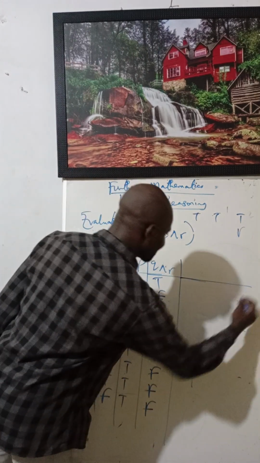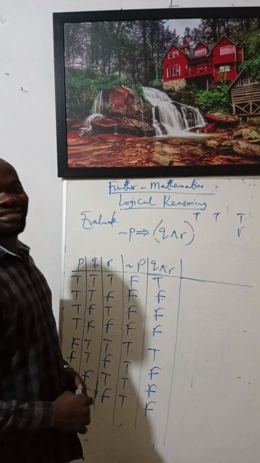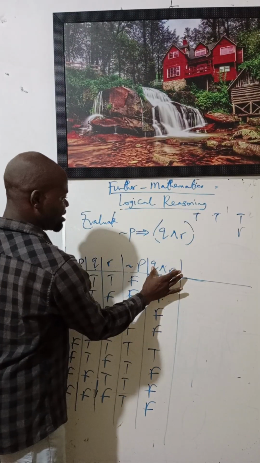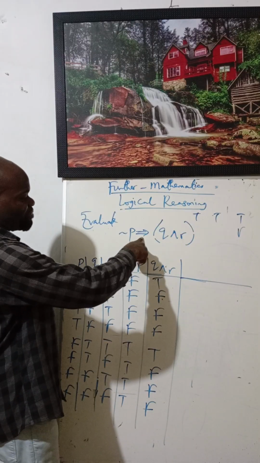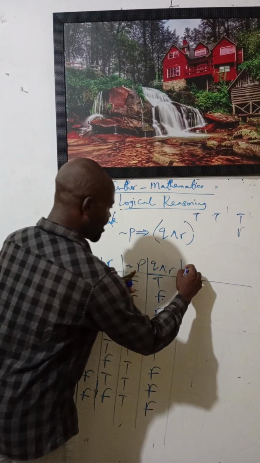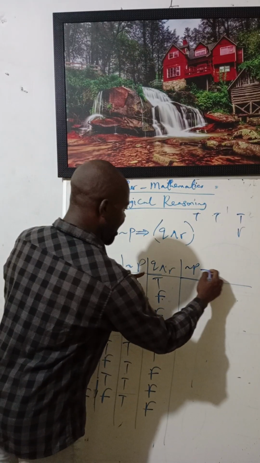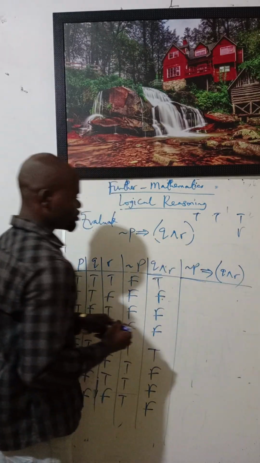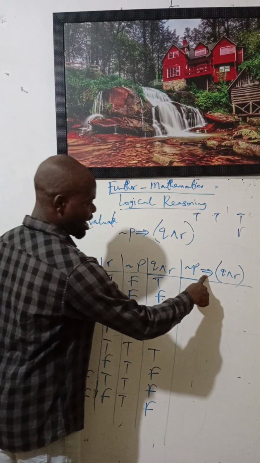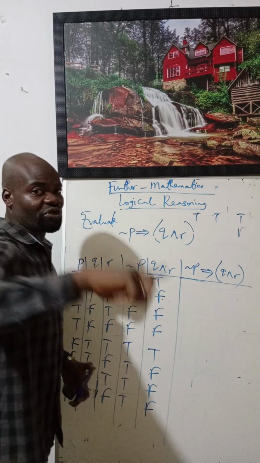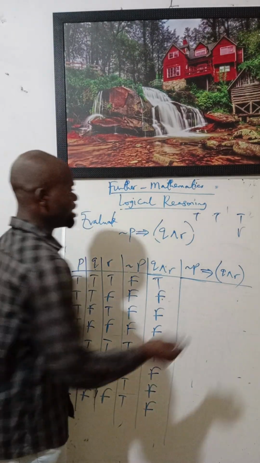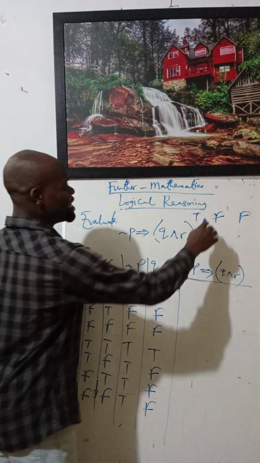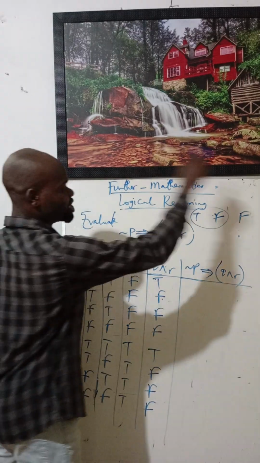Having done that, let's move to the last step. The first one is here already, the second one is here already. So we just connect them with implication. The first one implies the second one in brackets. The connective here is implication. Don't forget that I've given you the rule for implication, and I said TF will give us F. Any other thing apart from TF will always give us T.